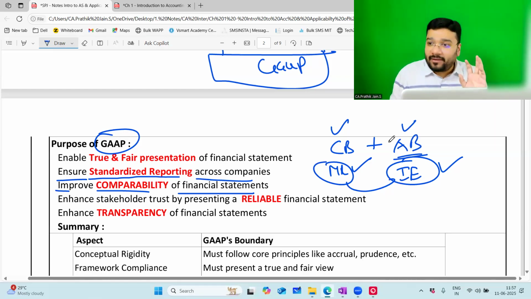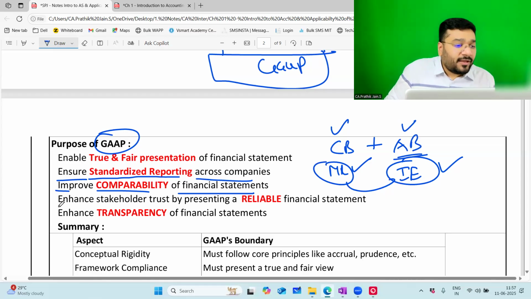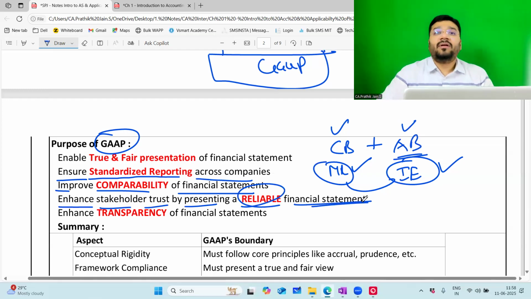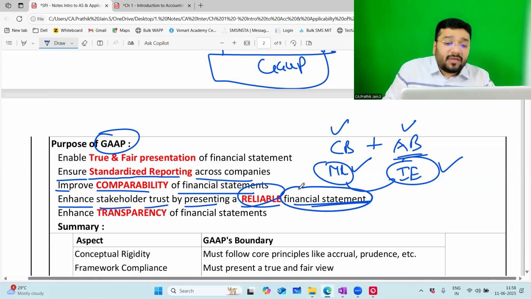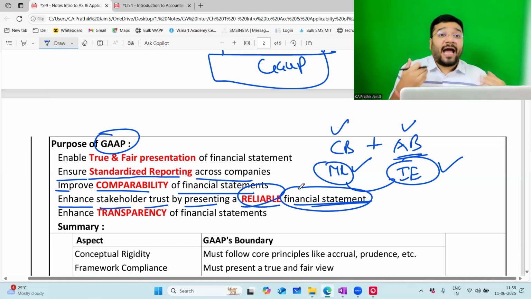Why is comparability to be done? Why are the bases important? Next, to enhance the stakeholders' trust by presenting a reliable financial statement. All the rules and regulations that have been framed are to ensure that the data you present in the financial statement should be reliable. It should not be false, fake. Based on that information, I should be able to take a reliable decision.